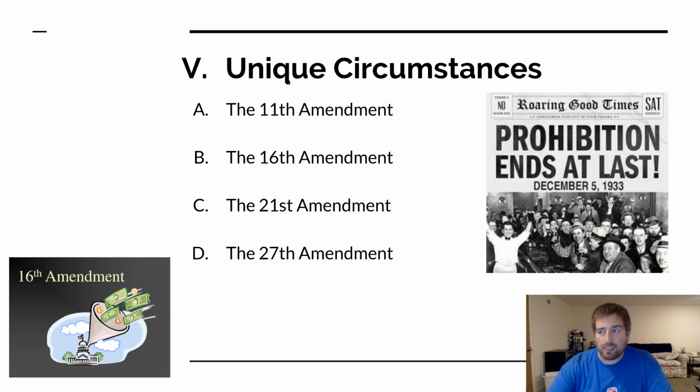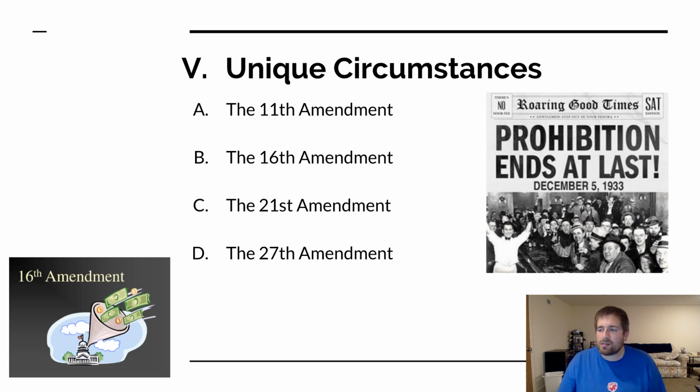Next is the 16th Amendment. The 16th Amendment establishes the ability of the federal government to levy income tax. So it allows the federal government to create income tax and tax people's income. This is unique because it is the only amendment that has expanded federal power, that has given more powers to the federal government.